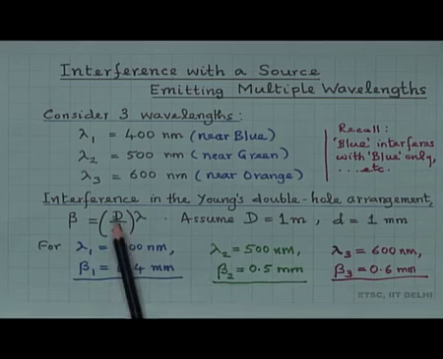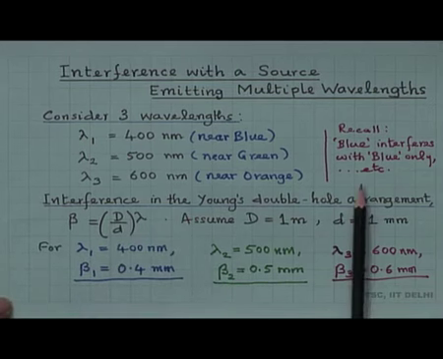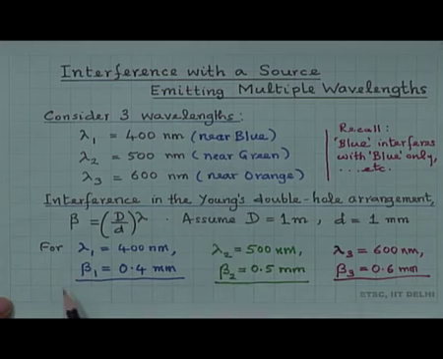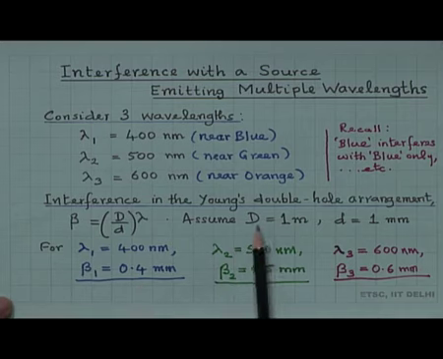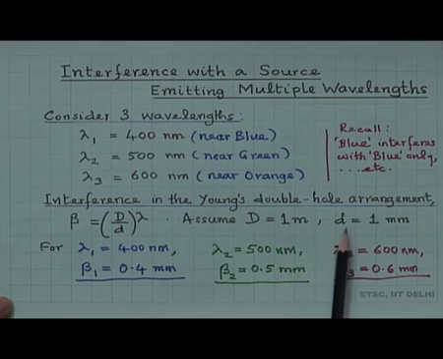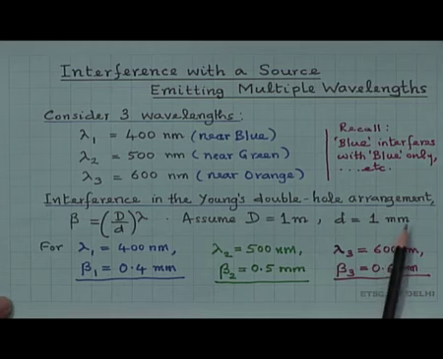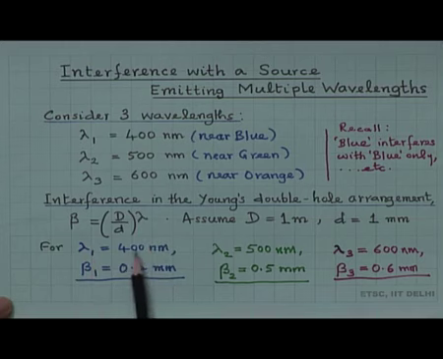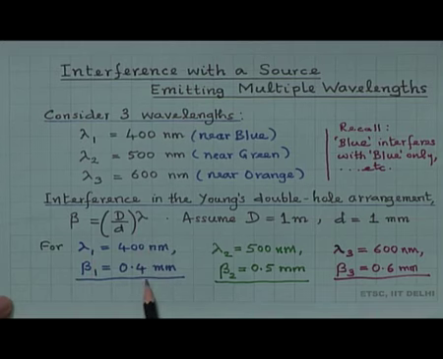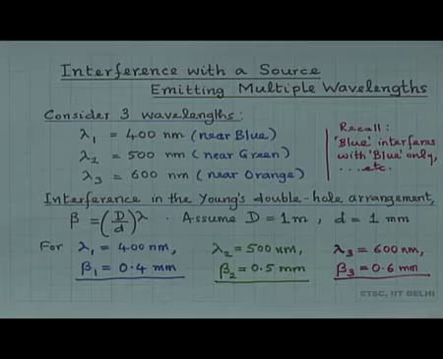We have just now discussed that two different wavelengths do not interfere, but blue will interfere with blue. Therefore, if we see the interference in the double hole arrangement, due to blue color we will have fringes with a certain fringe width beta. I have assumed a distance D equal to 1 meter and the separation between S1 and S2 as 1 millimeter, typical numbers which we use in practice. The fringe width is given by D by d into lambda. Substituting lambda equal to 400 nanometer, we get the fringe width 0.4 mm. For 500 nanometer, green, we get 0.5 mm, and for the orange color we have 0.6 millimeter.